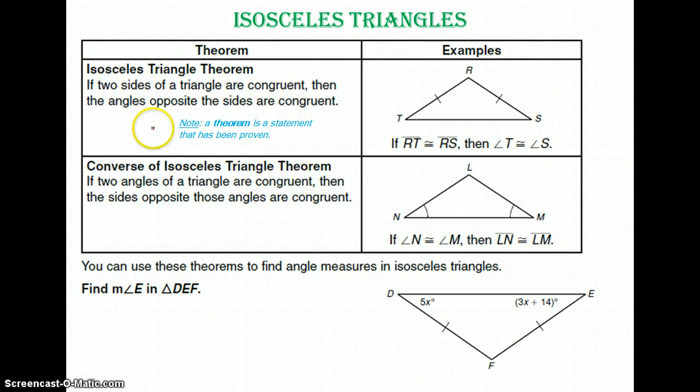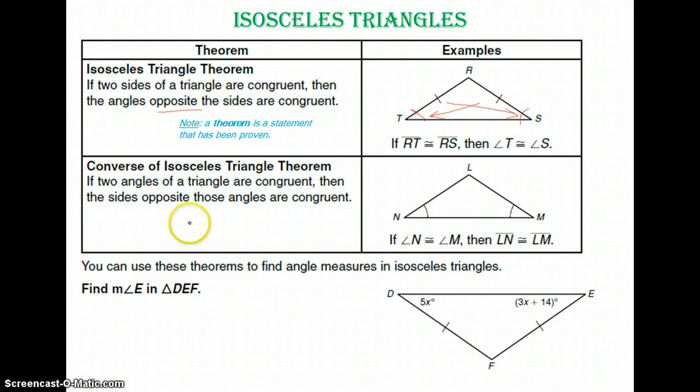If two sides of a triangle are congruent, then the angles opposite those sides are congruent as well. So if we look over here at our example, we've got our tick marks here to indicate that segment RT is congruent to RS. So then we can conclude that also angle T is congruent to angle S. So I could even mark arc marks here to indicate that the angle opposite each side also would be congruent. So again, if the two sides are congruent, then the angles opposite those two sides are also congruent.